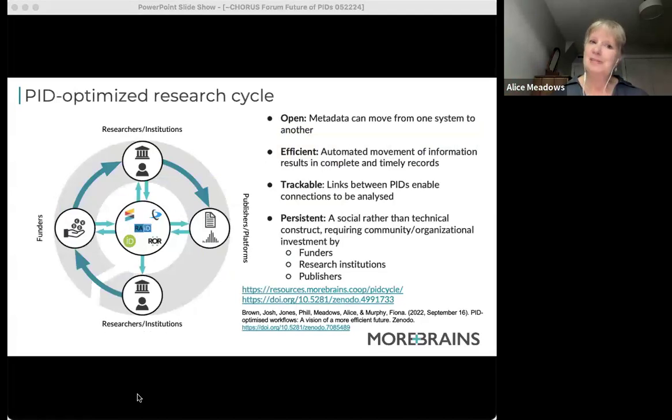And then finally, this is our kind of nirvana, if you like. This is what we would love to see in a PID-optimized research cycle. So PIDs being used at every stage around the cycle. It's an open cycle, so metadata can move from one system to another. It's efficient, everything's automated, so there's less errors. It's quicker, easier for everyone. It's trackable. You've got those nice links between the different PIDs and their metadata that enable the connections to be analysed. And it's persistent. And as I think was alluded to briefly, this is a social rather than a technical construct. It means that investment in PIDs needs to be a community effort by funders, research institutions, publishers, and honestly, others as well.